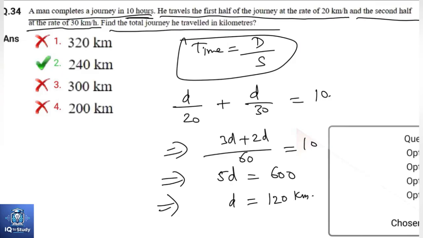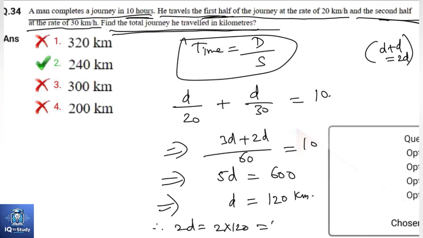Now we have to find the total journey he traveled in kilometers. We are considering two halves here. So total means d plus d, which is equal to 2d. Therefore 2d is equal to 2 into 120, which is 240 kilometers.